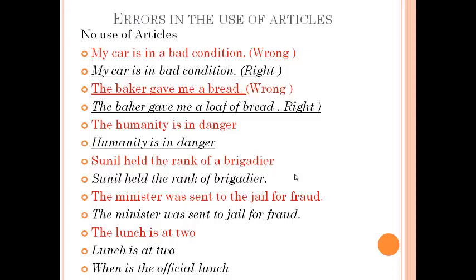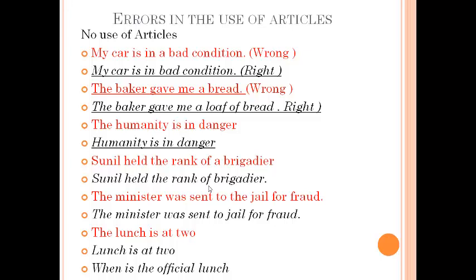Next one, Sunil held the rank of a brigadier. What is wrong here? No article is used before the noun followed by post, rank, job, position of, like that. Okay, see, in this sentence, held the rank of. So whenever there is rank of, then the article should be omitted. That's why the corrected one is Sunil held the rank of brigadier, not a rank of, or not rank of a. Both are wrong.